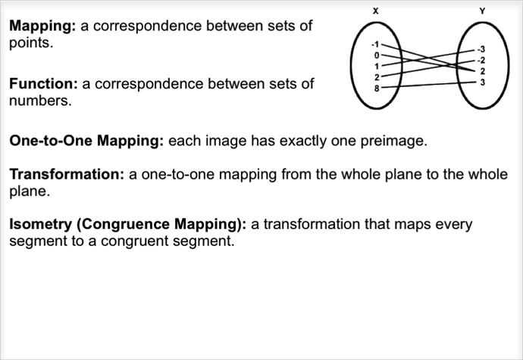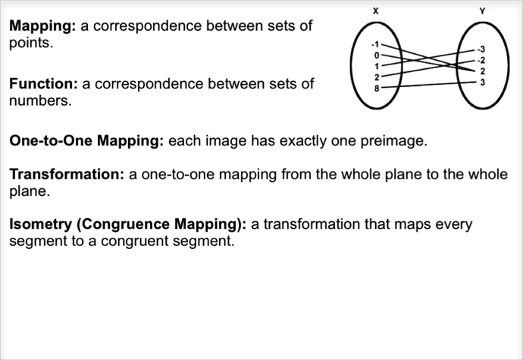Next term we have is mapping, and it's a correspondence between sets of points. So to the right I can see if I'm given a certain x value, it gets mapped or turned into a new value. A function is a correspondence between sets of numbers, and it's sort of the same thing. The numbers you can see go from -1 to 2, 0 to 2, 1 to -3, and so on. So a mapping is the actual points, so you can think of them as being on a number line per se, and the function is just dealing with numbers themselves.